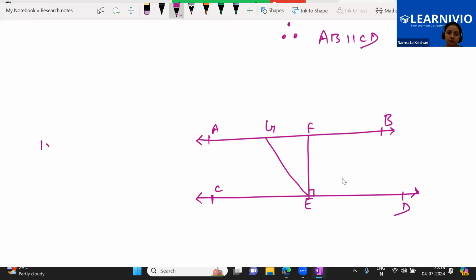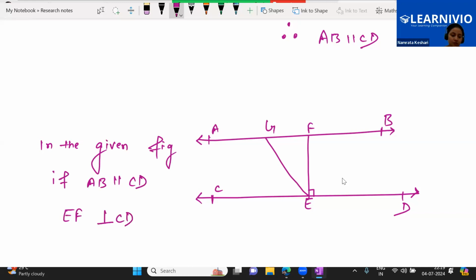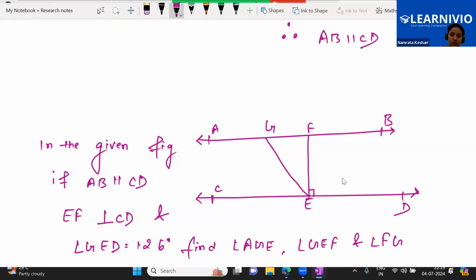In the given figure, AB is parallel to CD, EF is perpendicular to CD, and angle GED is equal to 126 degrees. Find angle AGE, angle GEF, and angle FGE. Try it first, then only we will be discussing this one.